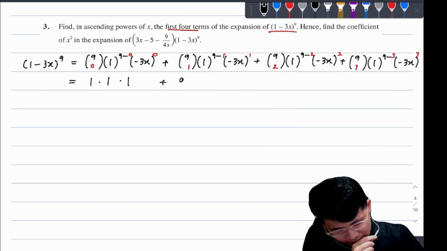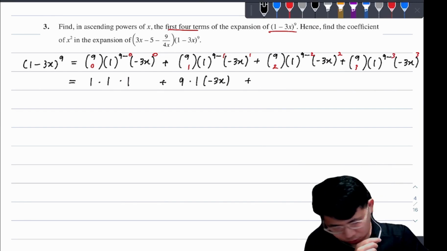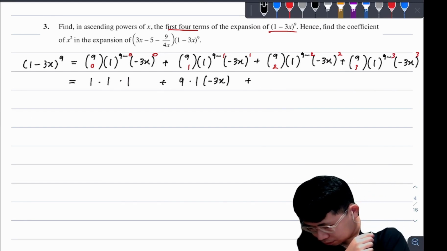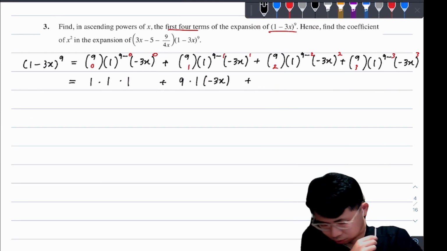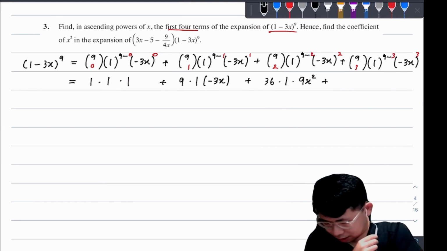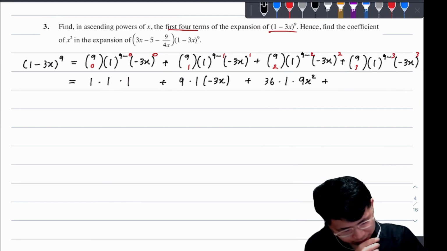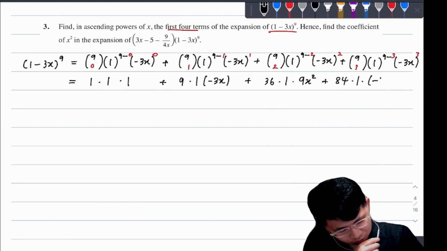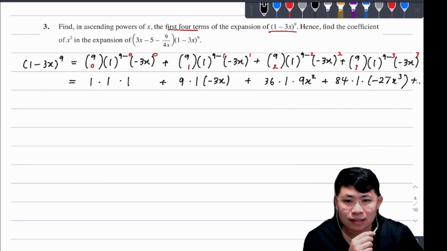Okay, next one. 9 choose 1 is 9. 1 to the power anything is 1. Then negative 3x will be negative 3x. Next one, 9 choose 2. So calculator. 9 choose 2 is going to be 36. 1 to the power anything is 1. Negative 3x squared will be 9x squared, because squared. Then 9 choose 3 is going to be 84. 1 to the power anything is 1. Negative 3 cubed would be negative 27, x cubed would be x cubed.